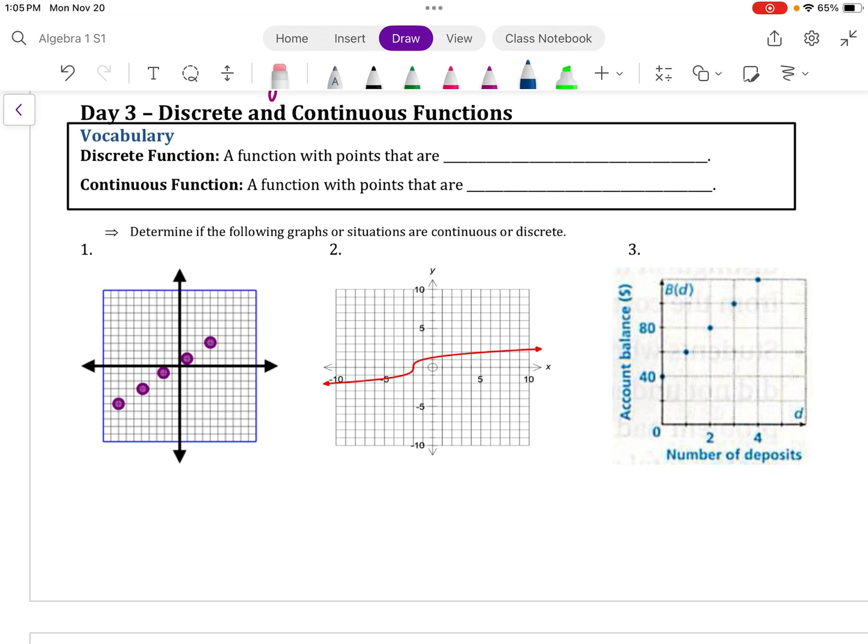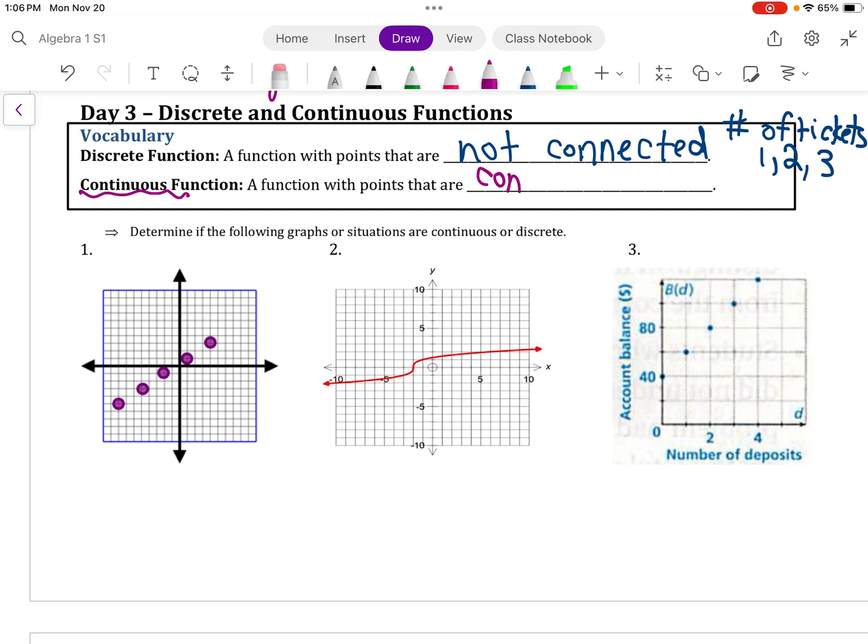All right, so discrete. Now we're going to be talking about different kinds of functions. Discrete: a function with points that are scattered or not connected. Think about the number of tickets. It doesn't go together. You either get 1 ticket, 2 tickets, or 3 tickets. You can't buy half a football ticket to go to a Wolfpack game. You have to buy a whole ticket, compared to continuous, which is connected.